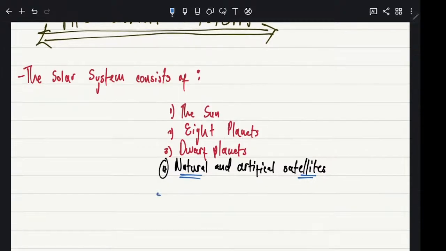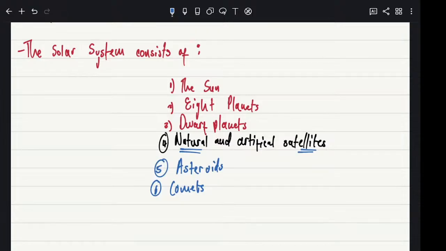Then you say 5, asteroids. Then 6, comets. And you are done. If you know this, then you understand the solar system. Are we together, students? What we'll need to know is how it was formed. Then you'll be done. It's not too much work. Are you ready?